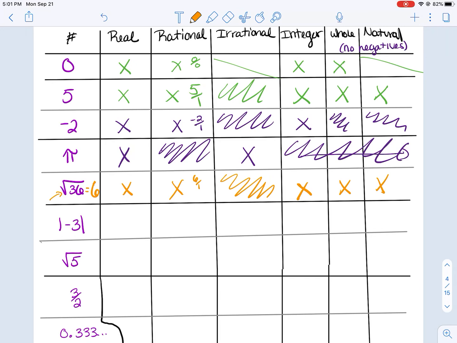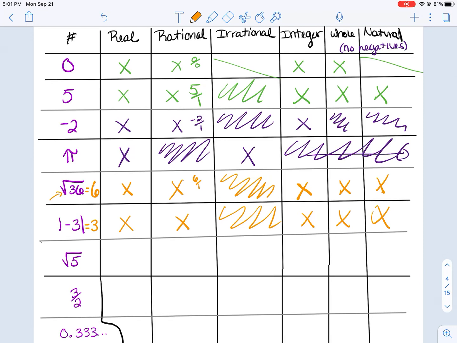So always think of the simplified version of your radical if you can, and use that to help you identify what it would be. So next, we have absolute value of -3. Well, what is absolute value of -3? It is just positive 3. -3 is 3 spaces away from 0. Well, positive 3 is real, rational, an integer, a whole number, and a natural number.